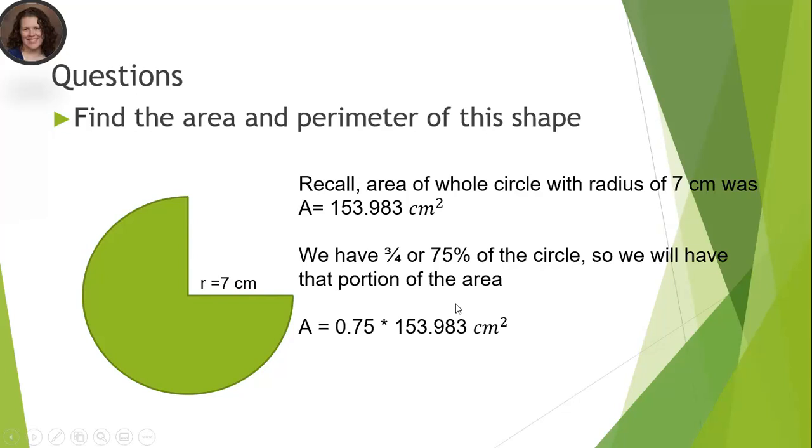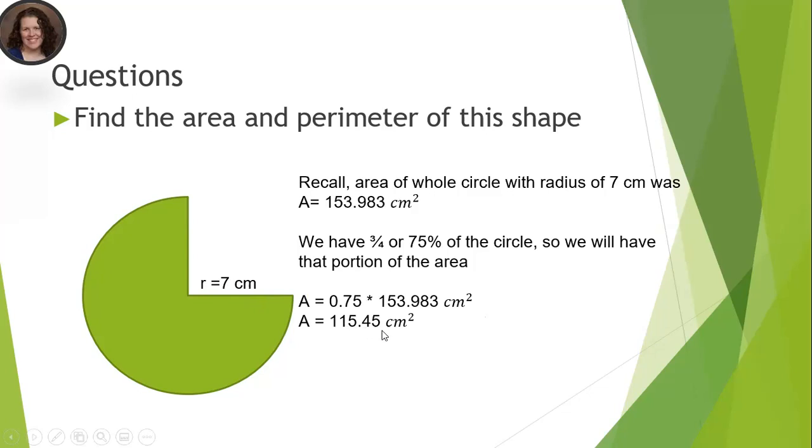So now we have 3/4 or 75% of the circle, so we're only going to have 75% of the area. So we'll take 75% or 0.75 times our original area, and that's how we're going to get the new area. Notice that area is in squared units.